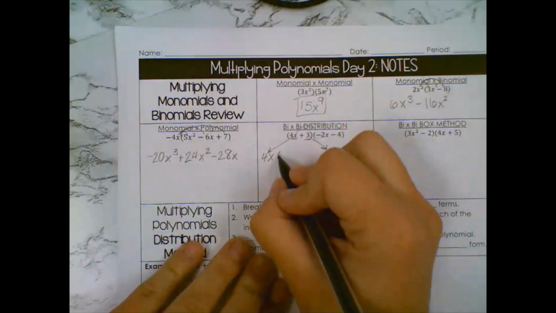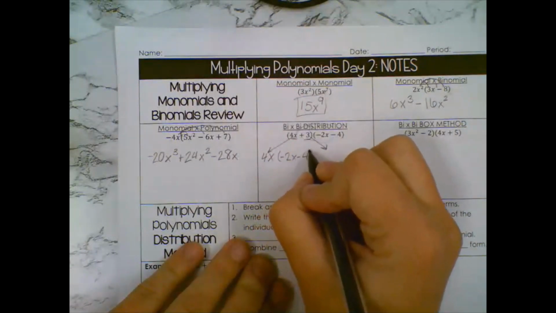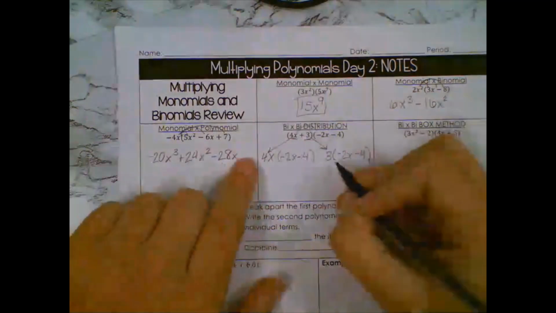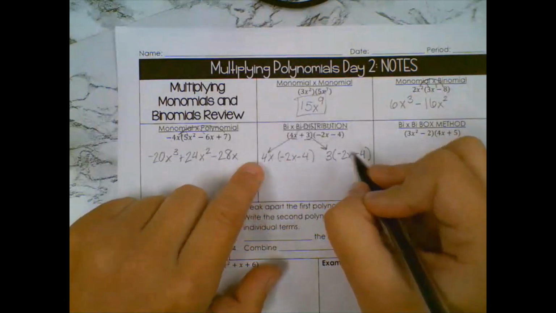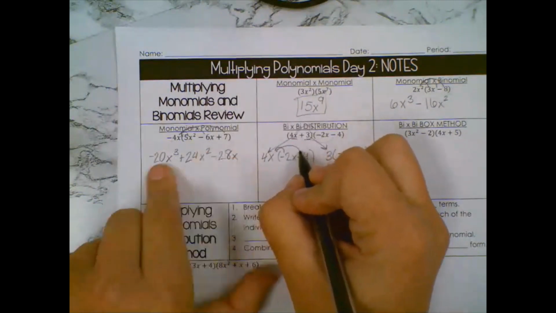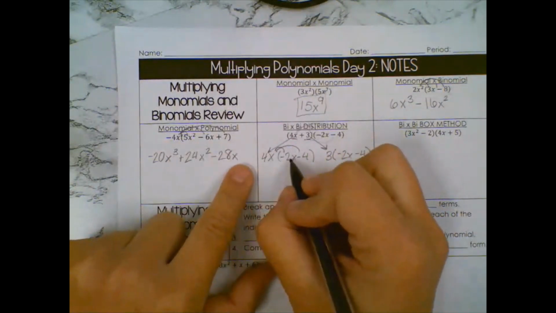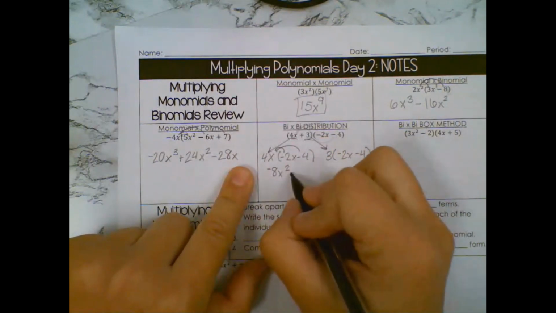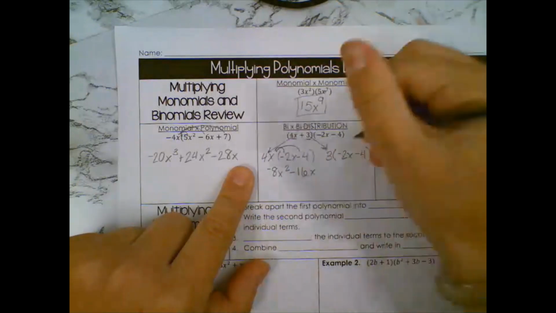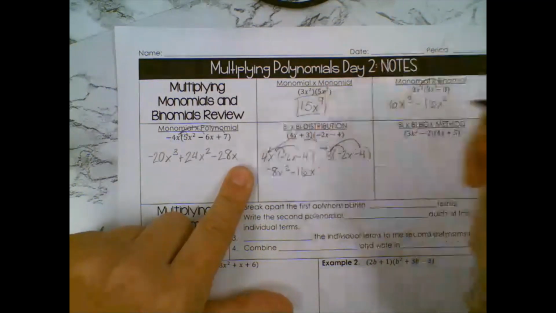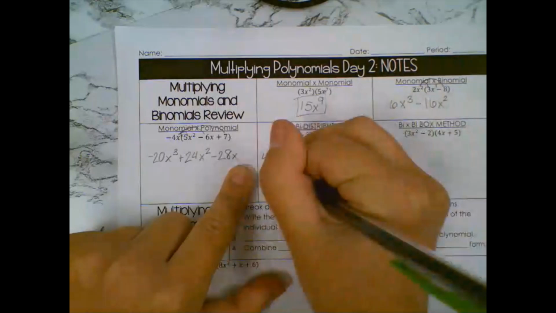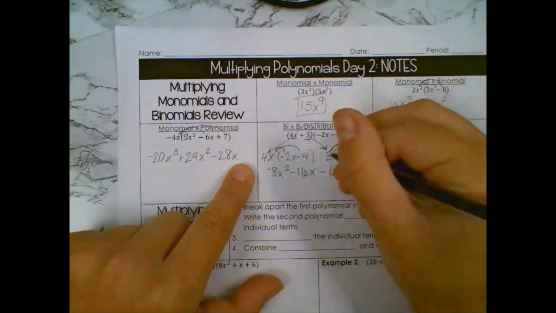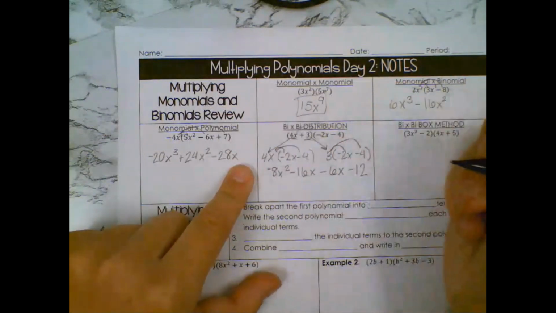So 4x is going to be multiplied to 2x minus 4. 3 is going to be multiplied to negative 2x minus 4. So we broke it apart to make our distribution easier. And now we just follow the rules of distribution that we did before. 4 times negative 2, negative 8x to the second. 4 times negative 4, negative 16x. Distribute the second one, 3 times negative 2, and we're just going to write it as a continuation of the first one. So 3 times negative 2 would be minus 6x. 3 times negative 4, negative 12.